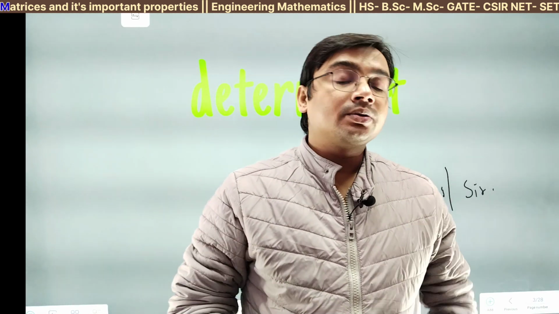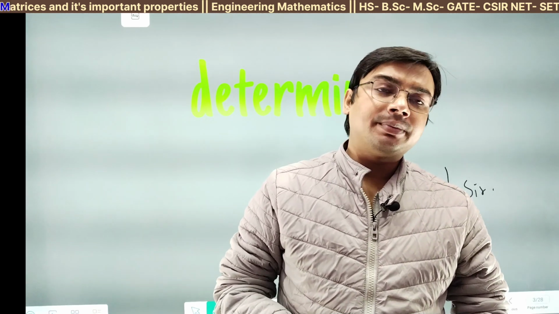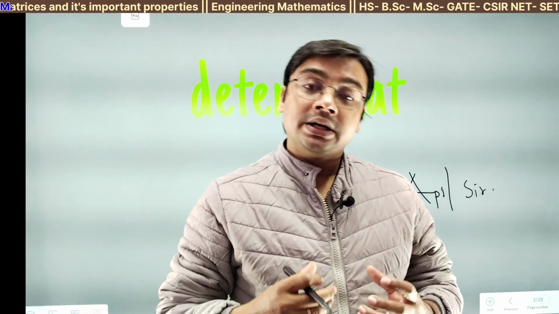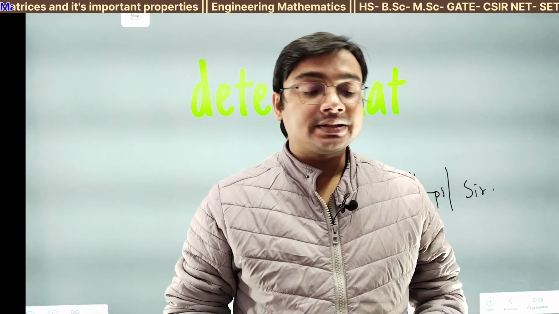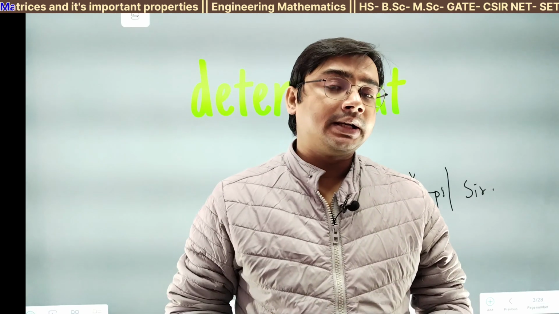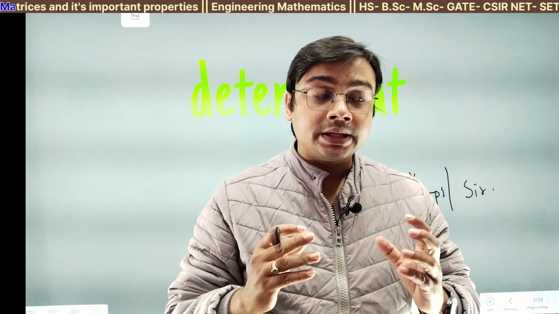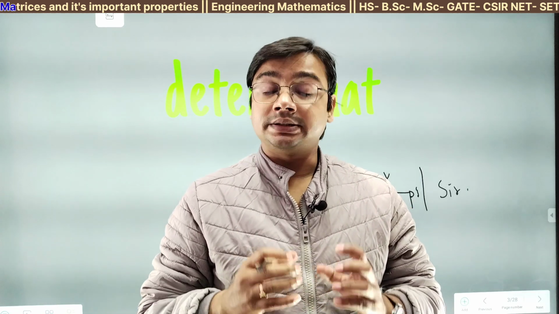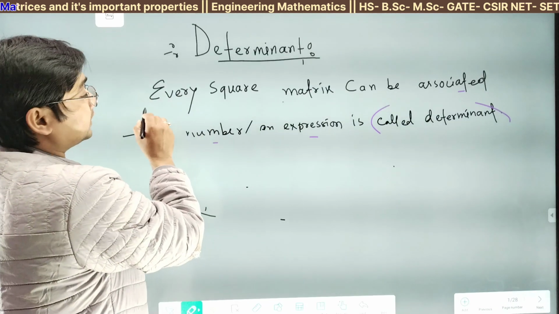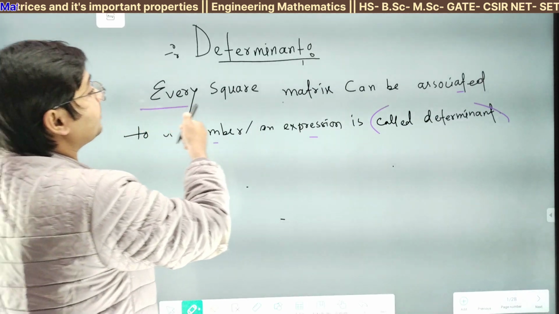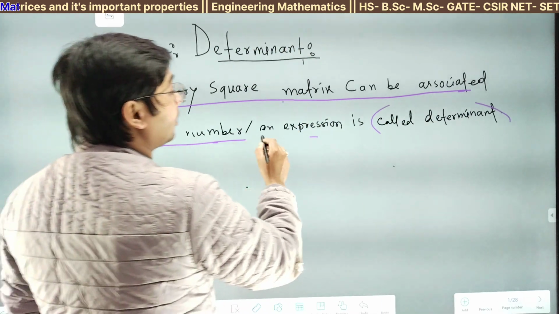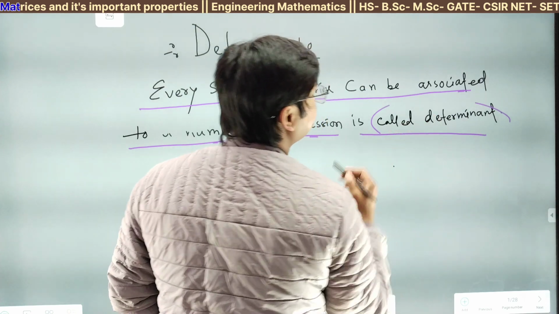So guys, what is a determinant? Basically, for every square matrix we can find a number or an expression. For any square matrix we can associate a number, and that number or expression is called the determinant of that matrix. So the definition of the determinant: every square matrix A can be associated to a number or an expression, called the determinant.